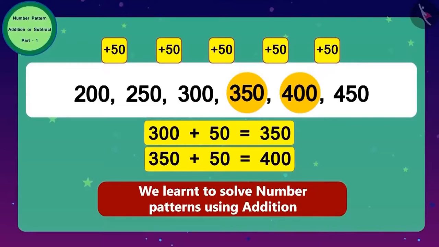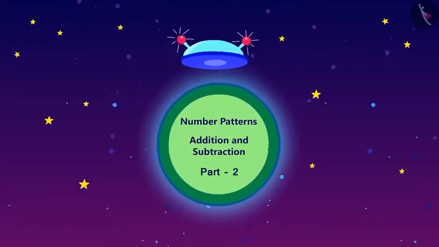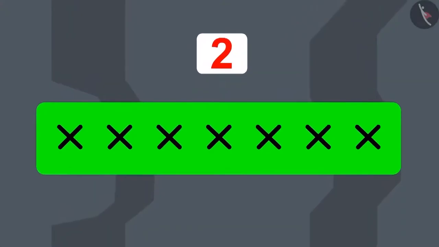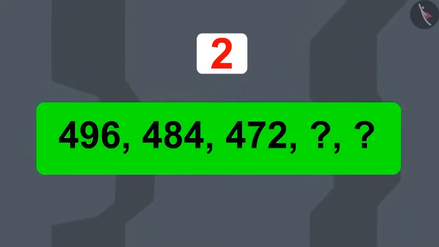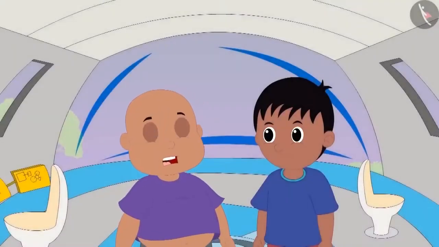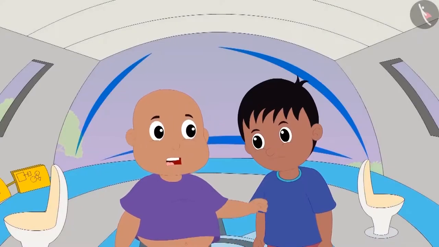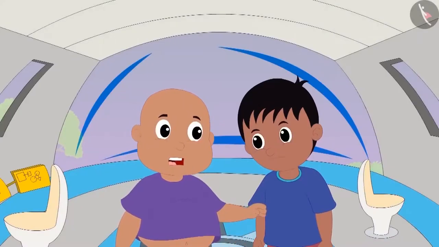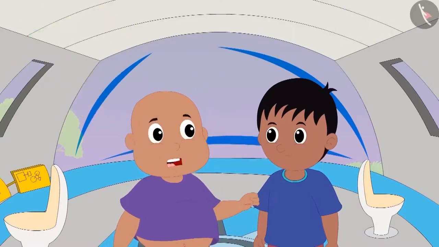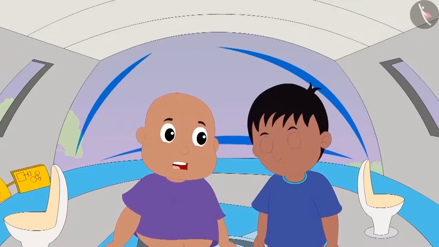In the last lesson, we learned to solve number patterns by using addition. In this video, we will see some more interesting number patterns. Come on, let's see what is Jeev's next code. Jeev's next code looks something like this. Bablu became upset seeing this code. He told Raju that he subtracted the first number from the second number to identify the pattern on the first door. However, he is unable to do the same here.